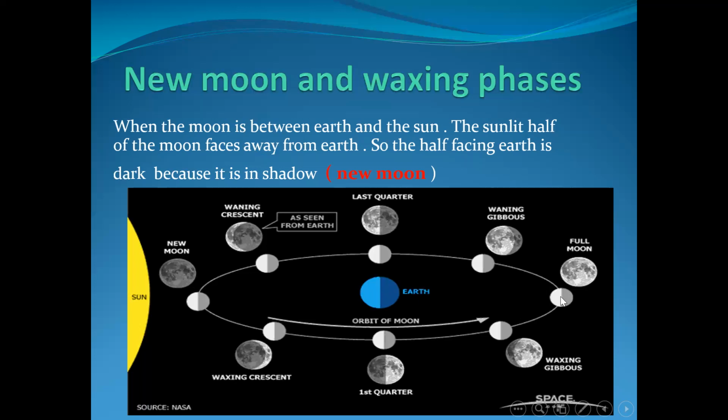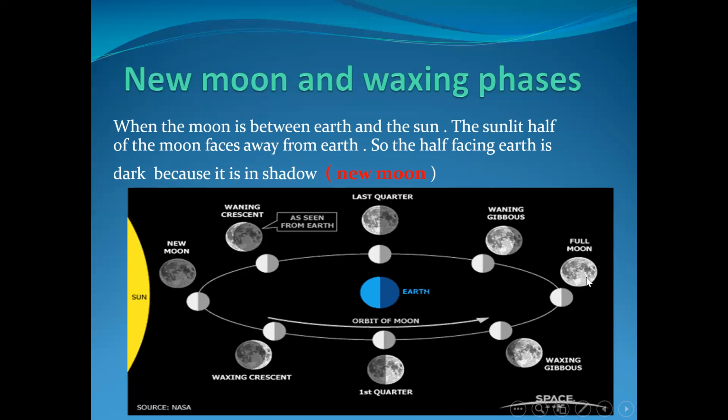Then you will see the moon in this case as the full moon, because you see the bright part lit by sunlight rays like that. The sunlight is directed to this half, so you will see the full moon. So: new moon, waxing crescent, first quarter, then waxing gibbous, then full moon.